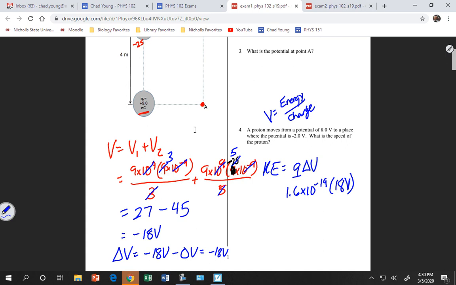Okay? And now I want to find out the kinetic energy. The kinetic energy is this 1.6 times 10 to the minus 19, whatever that is, times 18. And then if I want to find the speed, I set that equal to 1/2 mv squared.